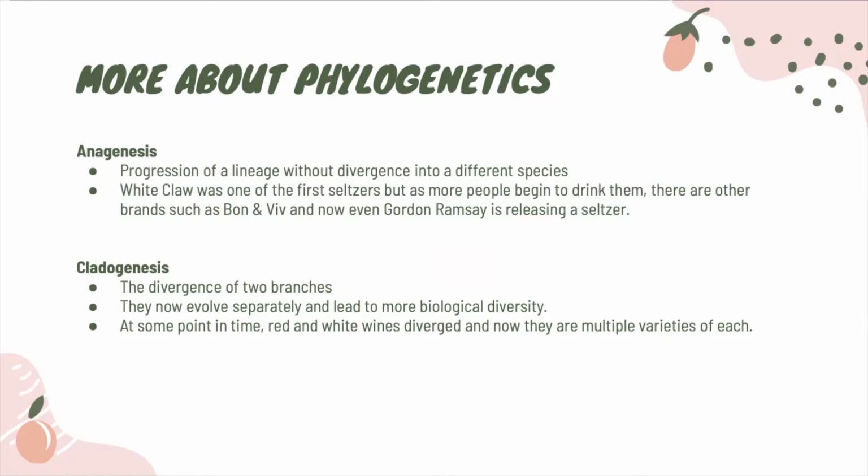Cladogenesis is the divergence of two species from a common ancestor. This leads to more biological diversity as the two branches evolve separately. In our example, red wine and red sangria diverged from this common ancestor. Now there are multiple types of red wine, such as Pinot Noir, Merlot, and Malbec, and there are also different types of red sangria that can be made with different types of fruit.